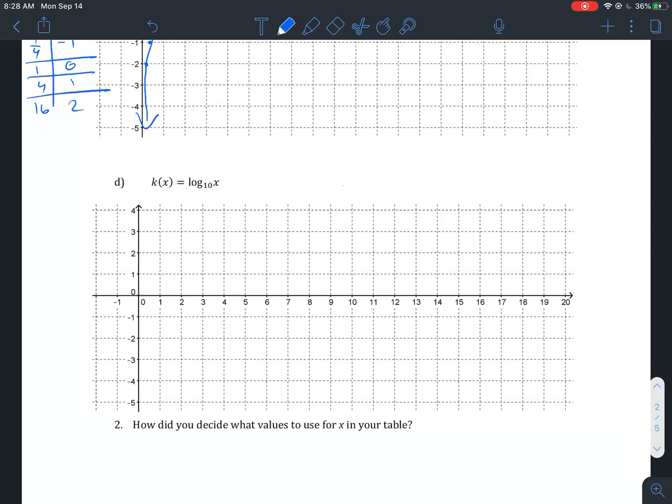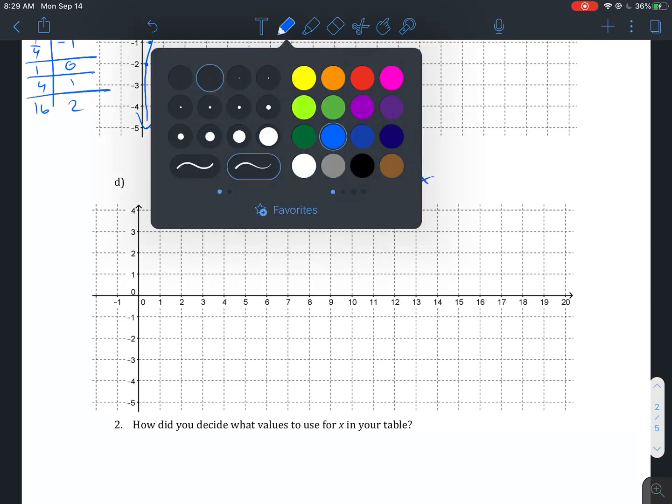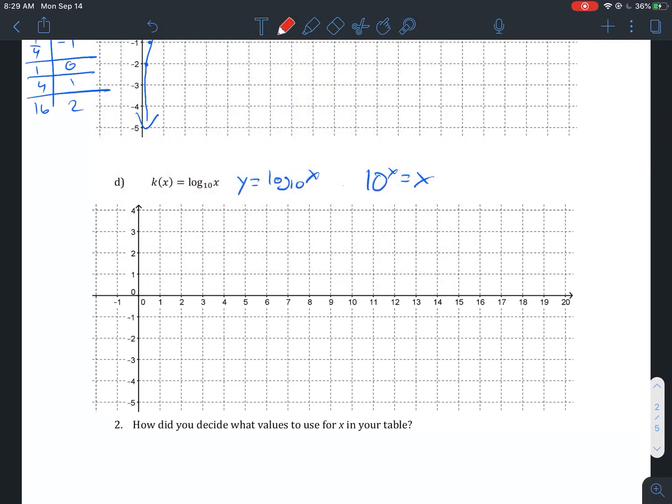Got another one. Let's go ahead. We'll rewrite this. And then if we were to rewrite this in exponential form, we get 10 to the power of y equals x. So then the inverse of that guy would be 10 to the power of x equals y.